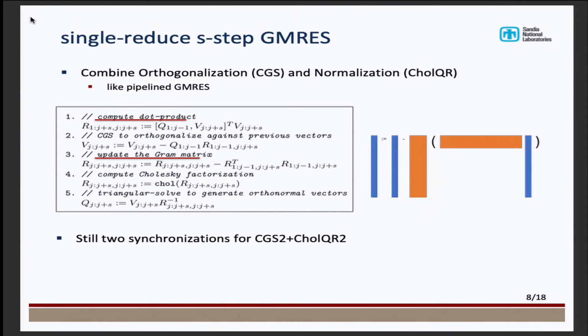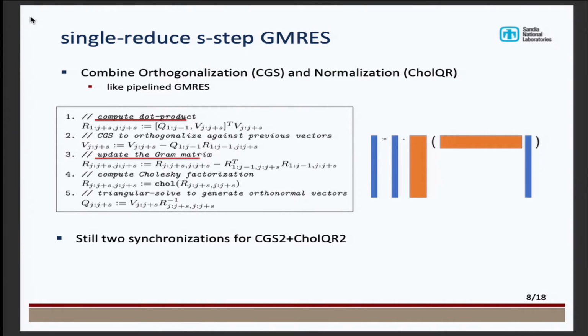So the first thing we did was to combine these 2 synchronizations: one needed for classical Gram-Schmidt to orthogonalize this set of S vectors against previously orthonormalized vectors, and the other one needed for Cholesky QR to orthogonalize these new vectors among themselves. This is the same technique used in pipelined GMRES to combine these two, but here we are just extending it to orthogonalize S vectors at the same time.